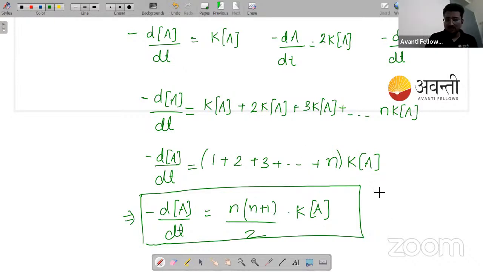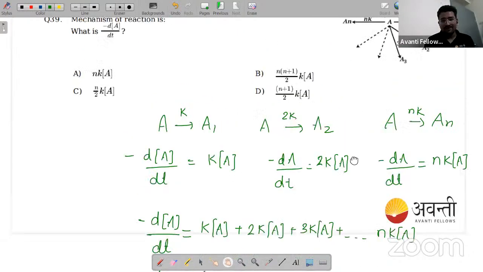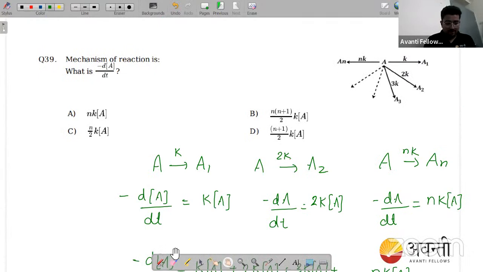Now checking with the options. Just check with the options. So what will be the answer? Option number A is not correct. B is the correct answer. Here you can clearly see N into N plus 1 by 2 K into A. Is that clear? Very interesting question that was.